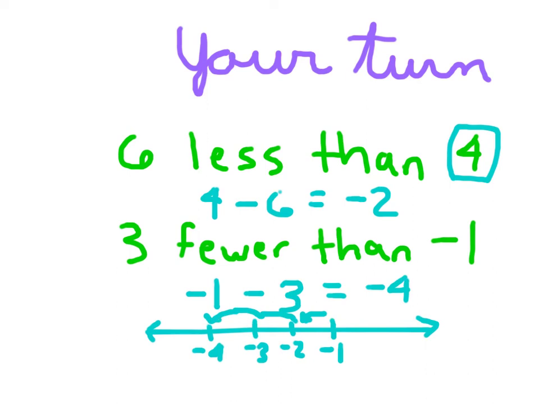Again, a common mistake, don't do it, is to not count properly. You start counting, oh, negative 1, negative 2, negative 3. 3 fewer than negative 1 is negative 3. No. You start at negative 1, one way, negative 2, negative 3, and negative 4. And here's that number sentence again to support that.